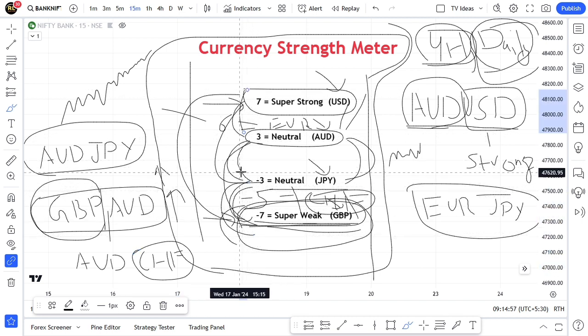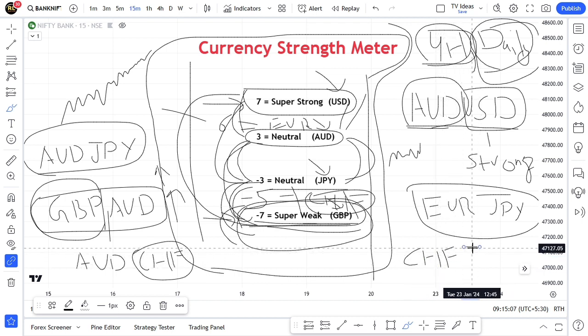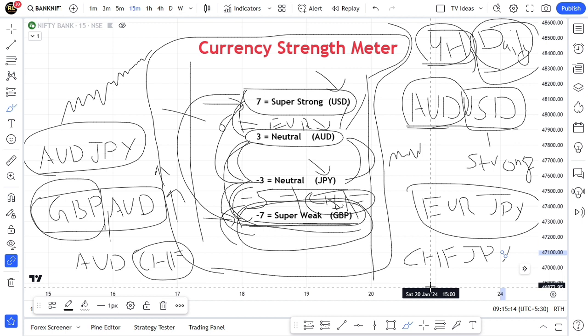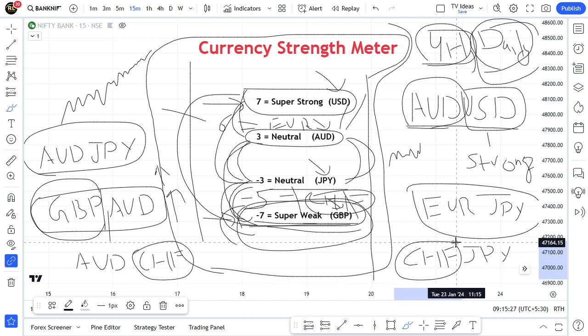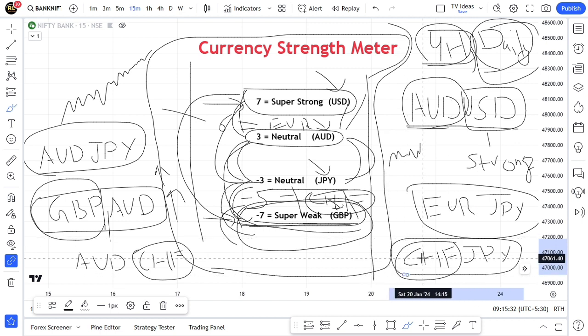These pairs can drive them anywhere. Even if you club it with JPY, suppose you have CHF JPY. Let me show you. CHF JPY. So what you can do here is, you can do anything, and that's not a problem. But if you get a setup of selling CHF JPY, which means you are making CHF weak. If you are selling CHF JPY, it means that you are making CHF weak.